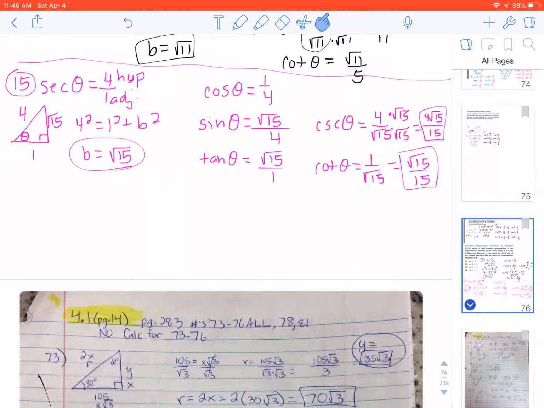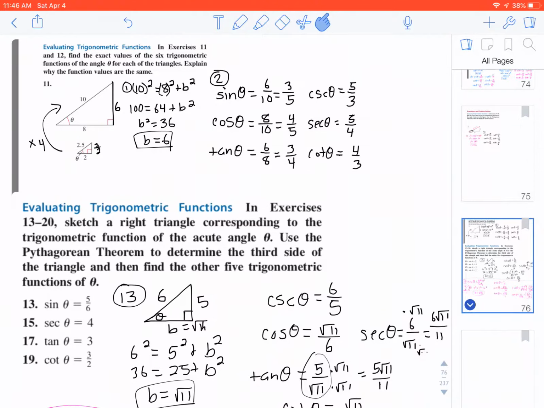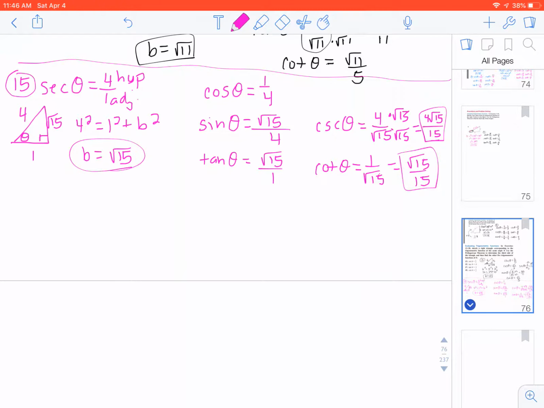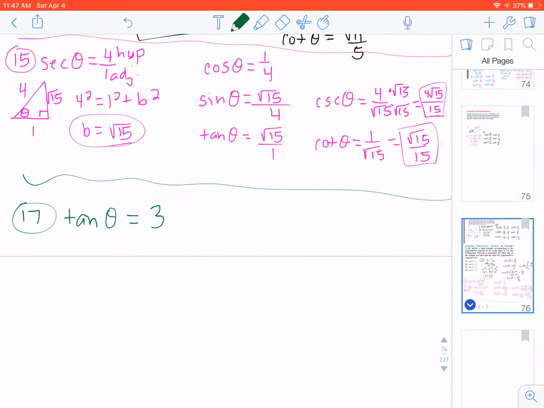All right, let me get myself more room here. Let's go over 17 and 19, and then hopefully, if this isn't already easy for you, that this helps. All right, so 17. They give us tangent theta equals 3. Okay, and we're going to find the 5 other trig functions. Make it 3 over 1. Okay, and we'll put theta here. So we have opposite over adjacent, which is, we have our 3 and our 1.